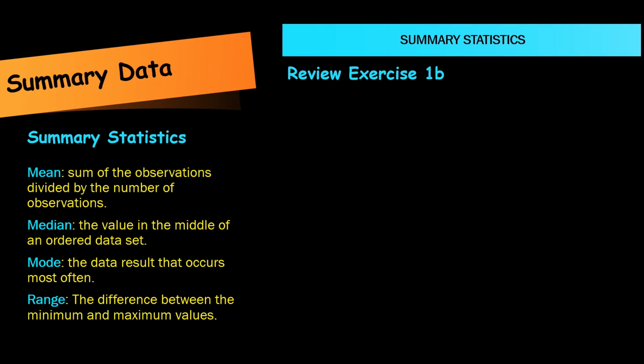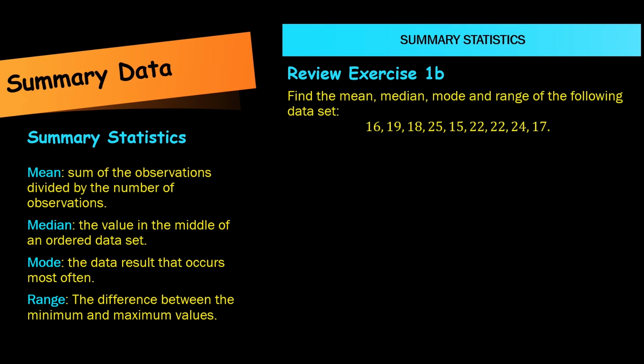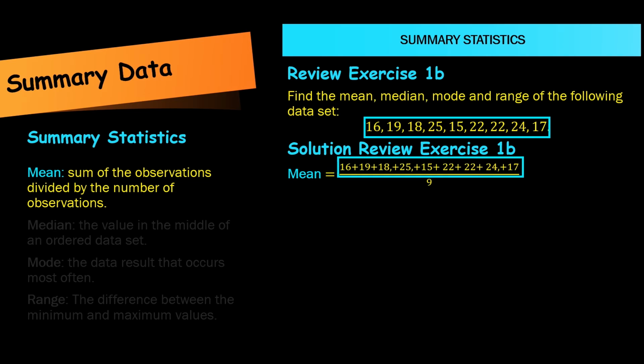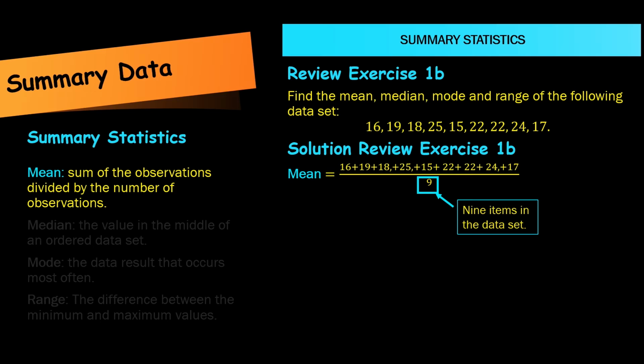And now for review exercise 1B. We are required to find the mean, median, mode, and range of the following data set, given on your screen. So let's solve this. The mean equals the sum of all these values, as shown, divided by 9, which is the number of items in the data set. And calculating this gives us mean equals 19.78.